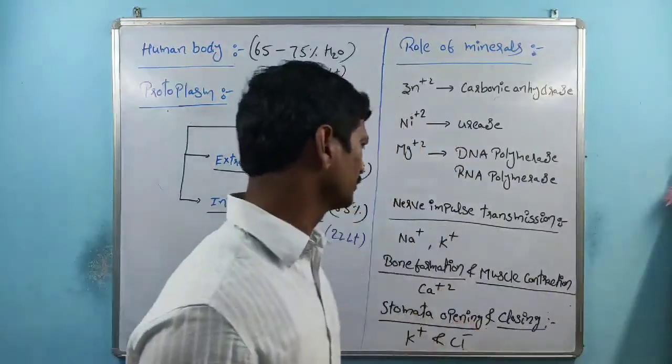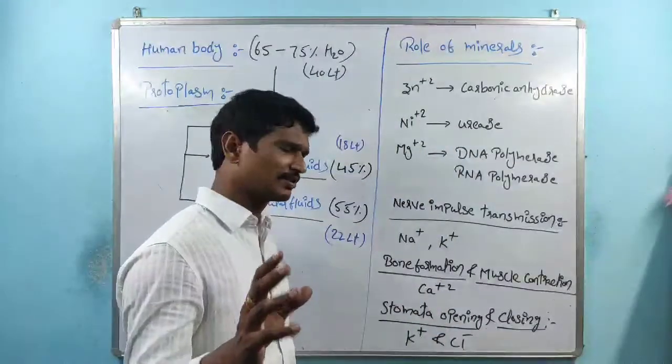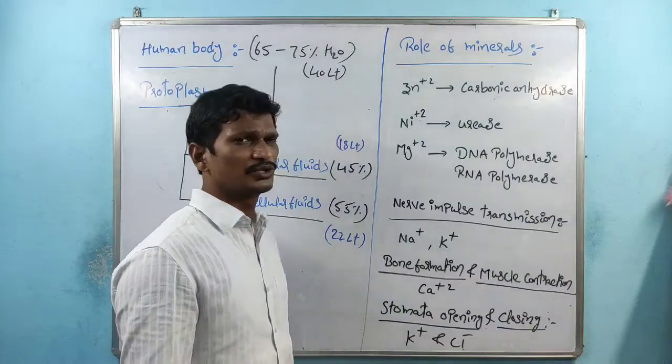So remember all of you, the nerve impulse is also carried out by some of the minerals. The best examples are sodium and potassium.